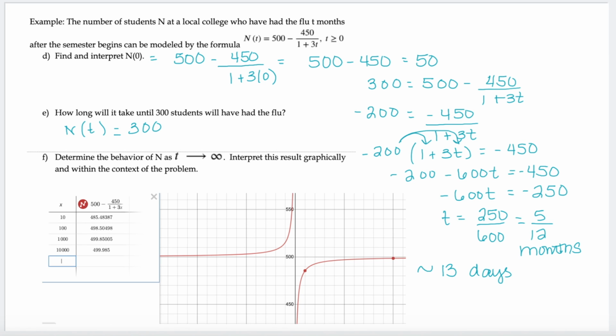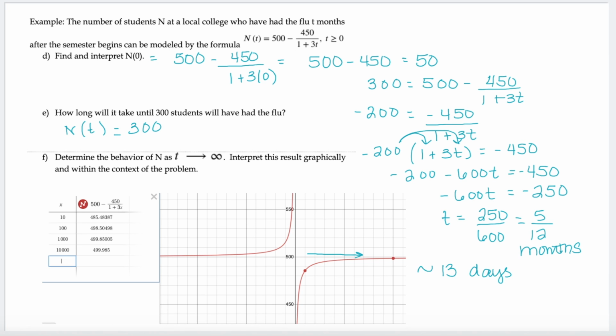Notice now we have a horizontal asymptote with respect to this particular problem. So in part F, it's asking us to determine the behavior as t is approaching positive infinity. So time is getting larger, because in this particular situation, time can't be negative. We can only move forward in time.